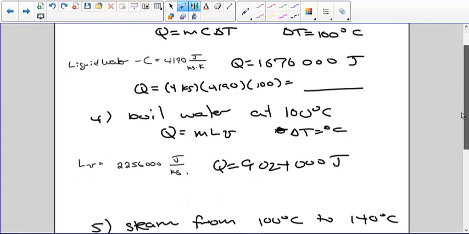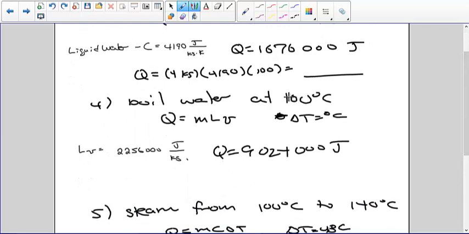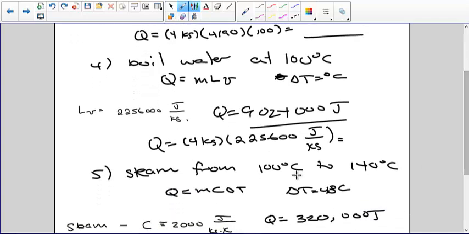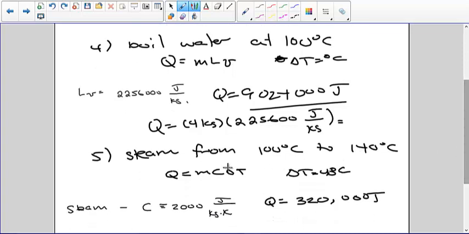Okay, the next thing you do is boil the water at a fixed temperature. So again, you use the latent heat of vaporization times the mass, 4 kilograms. So we're taking 4 kilograms times 225,600 joules per kilogram, and that gives you that number. And then finally, once it's steam, you can heat it higher than the boiling point. That's called superheated steam. And again, it's one phase.